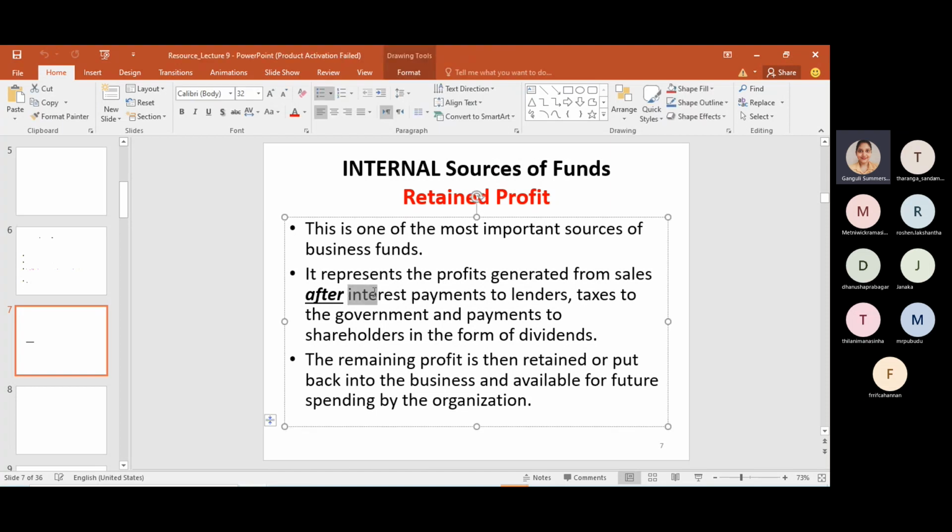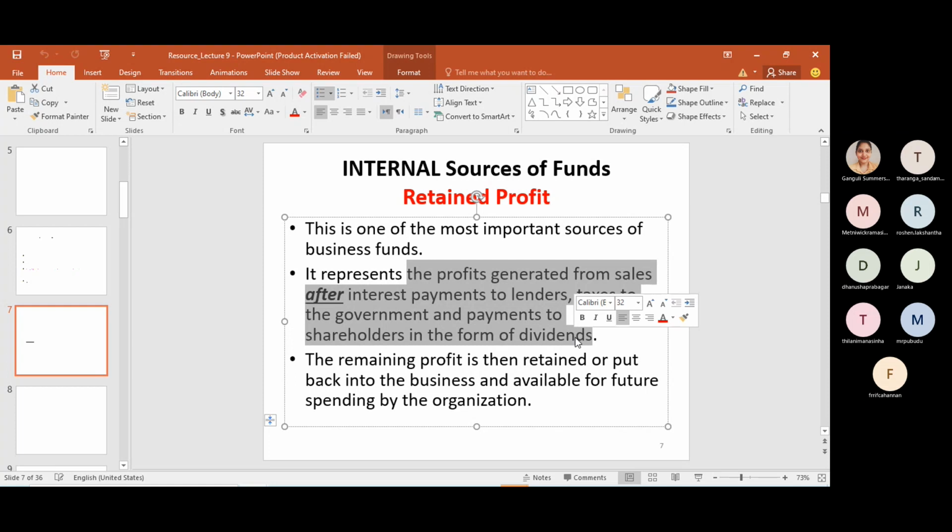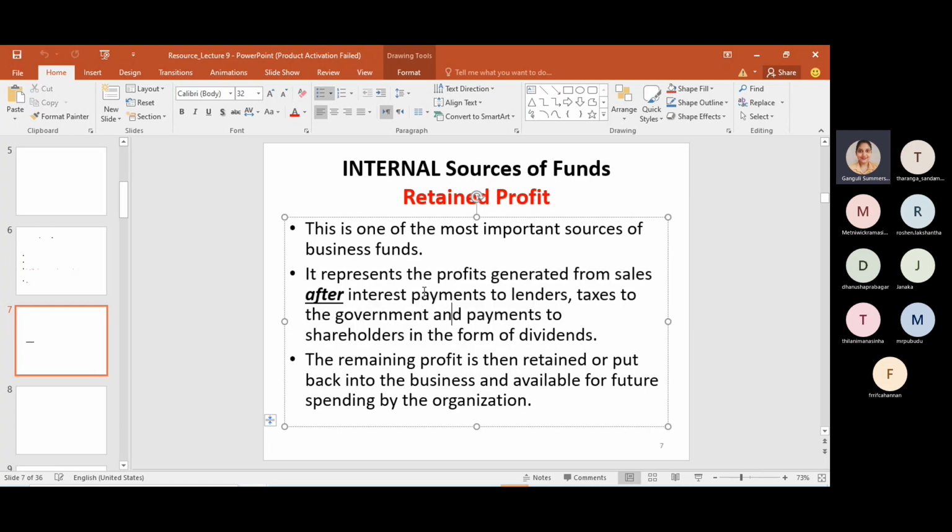There are certain things that we need to do from this profit, right? If we have taken a loan, we need to do the interest payments to the lenders or to the banks, right? We need to make our interest payments, and we need to pay taxes to the government, and we need to pay some money to our shareholders. Okay, so likewise, we have these things to do. Okay, so once we earn a profit, after earning a profit, we need to spend some amount of that profit for these things, right?